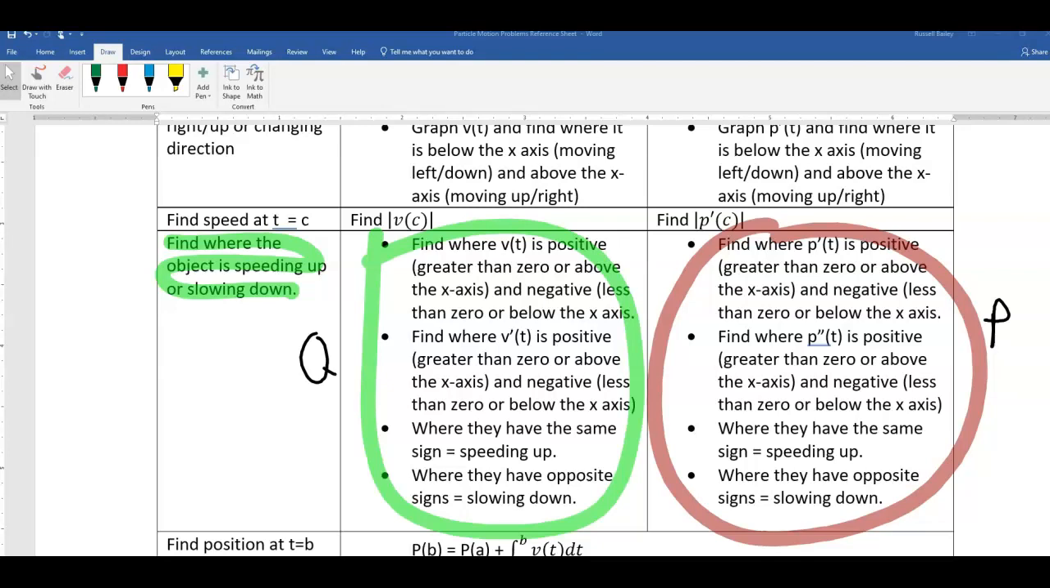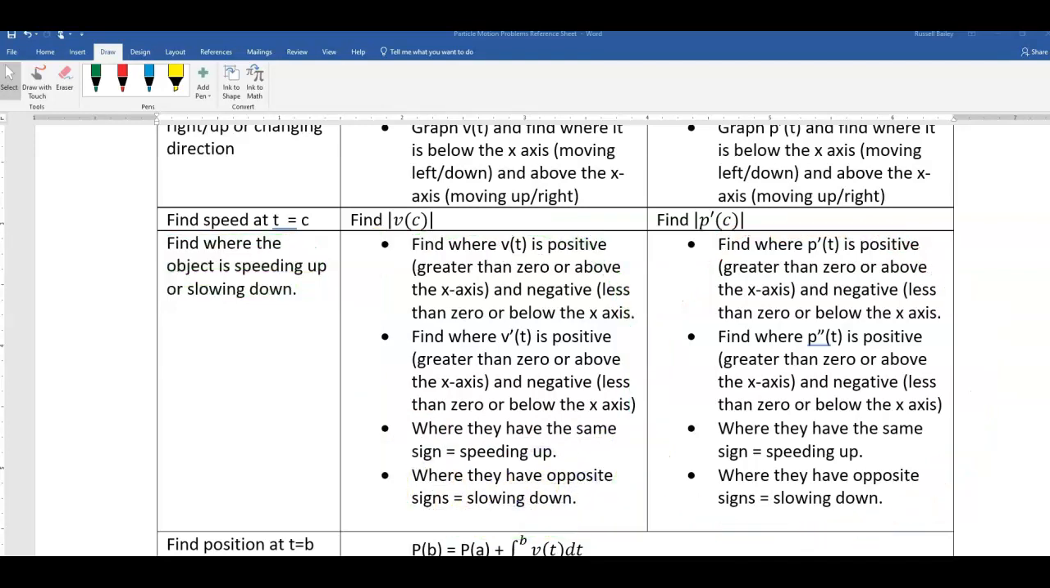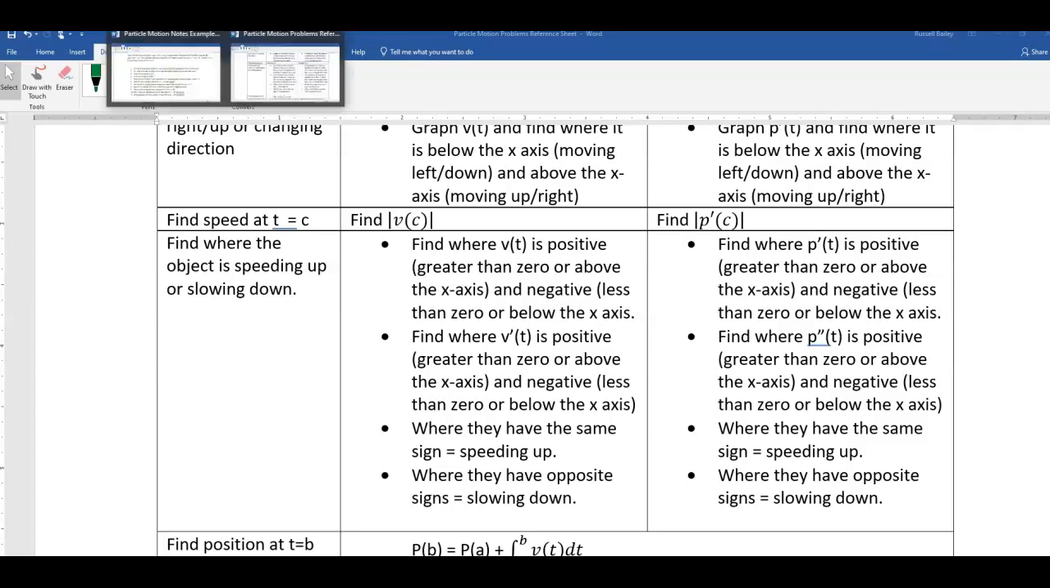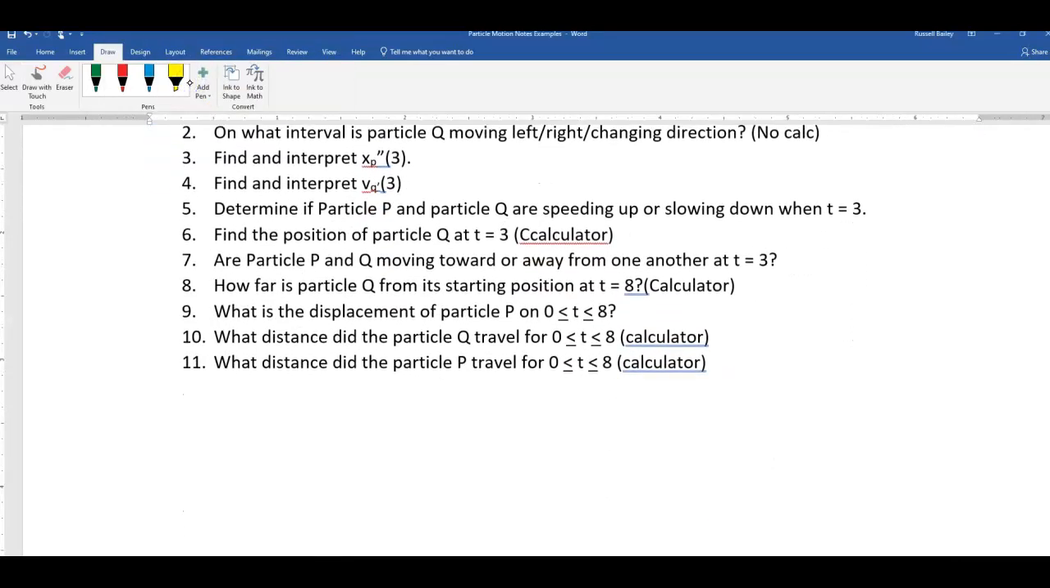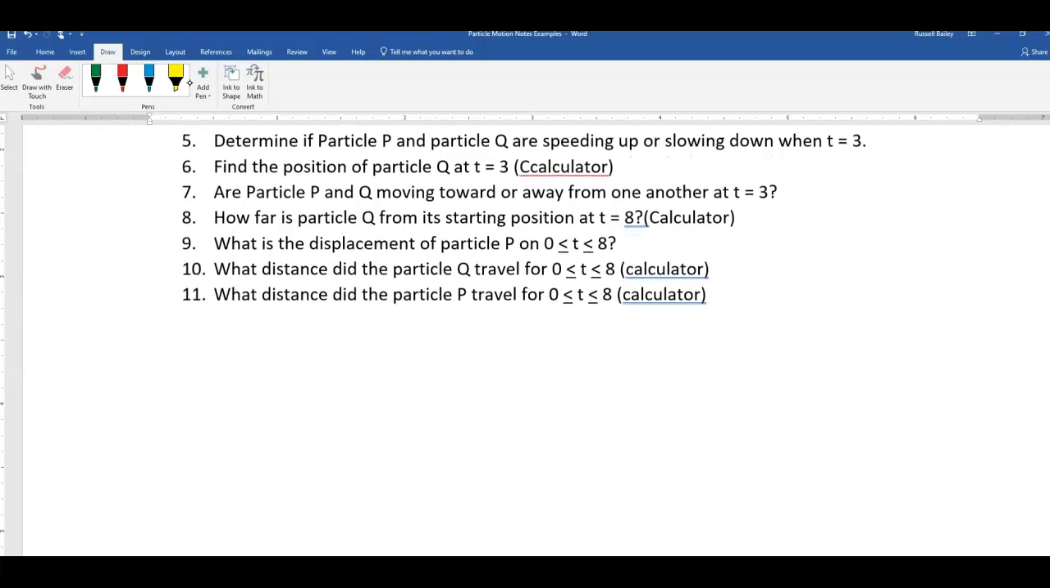So for particle Q, let's start with that one. It says find where V is positive and also find where V prime is positive, and where they have the same sign, it's speeding up. Where the signs are opposite, it's slowing down. So let's go back over here. So basically you want to do a number line test for both acceleration and velocity. So let's do particle Q first.